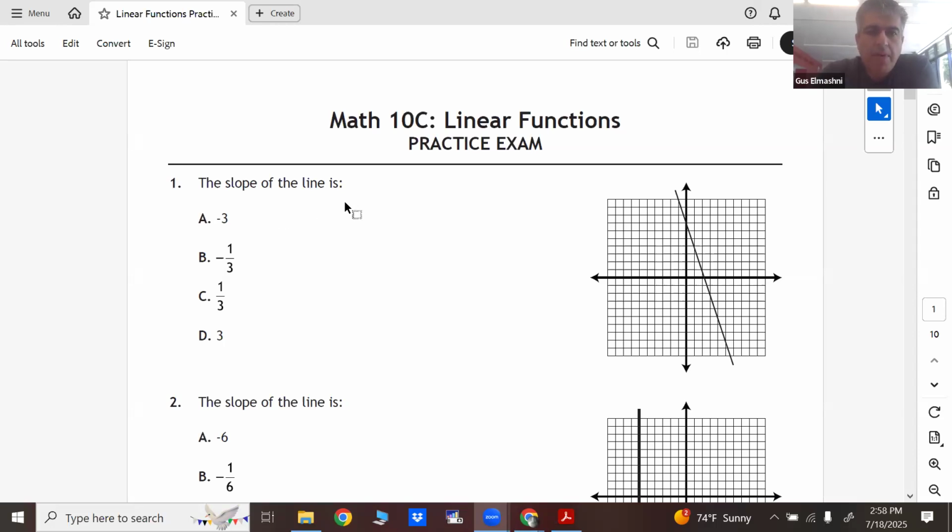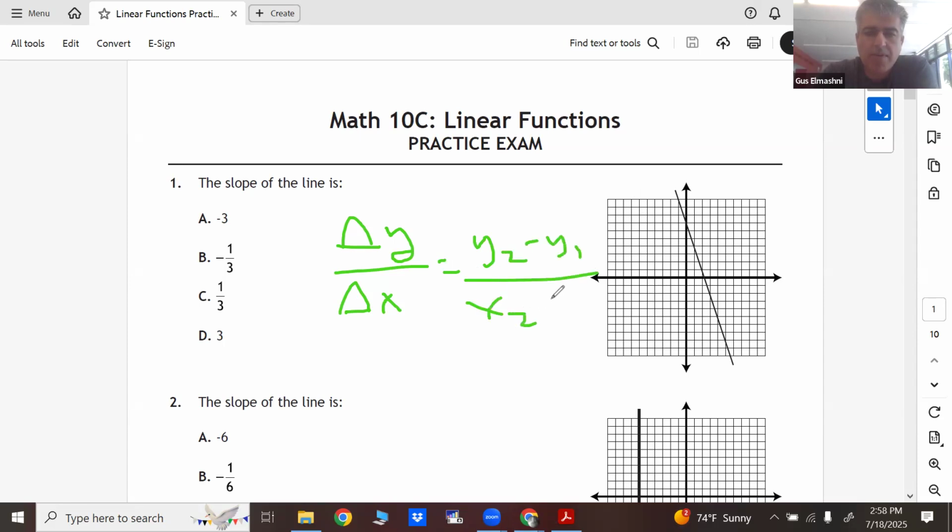So for this problem number one, they're asking for the slope of the line, where slope is a change in y over a change in x. We use a triangle to represent change. That's actually a Greek letter called delta. So delta y over delta x. Or if you think about it, you're subtracting two y coordinates and subtracting two x coordinates.